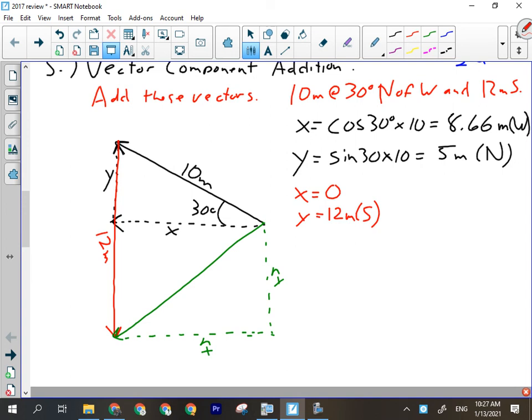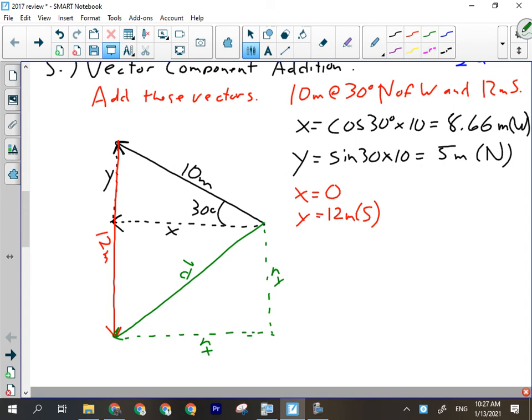If I want to find my resultant, which is the green line and represents my total displacement, what do I need still? Right, I need green y and green x. I can get green x very easily because red x is 0. The only time I go east or west is in the first one. So it ends up being 8.66, just like this one. Black x and green x are equal.